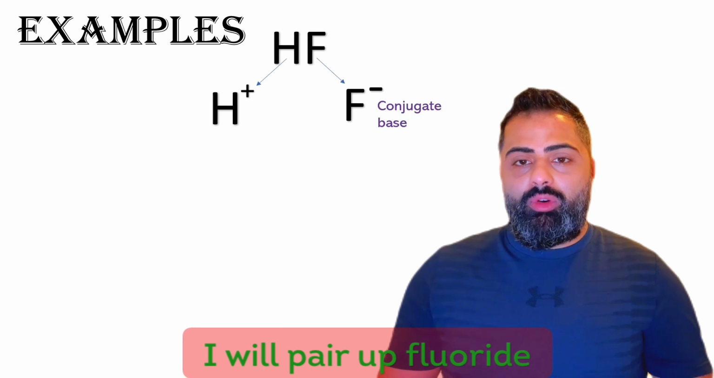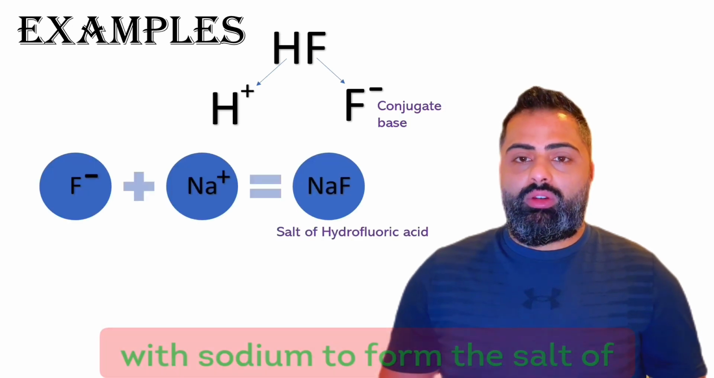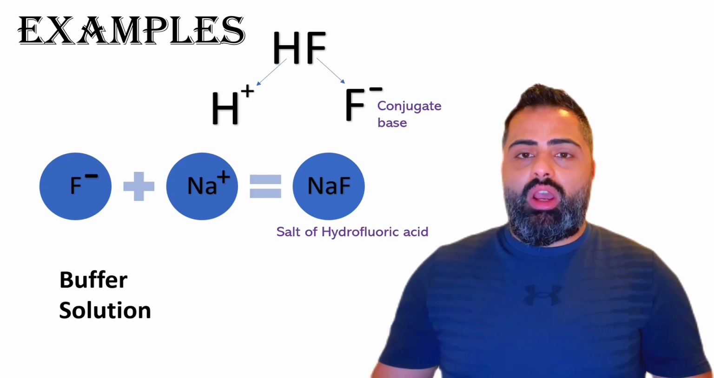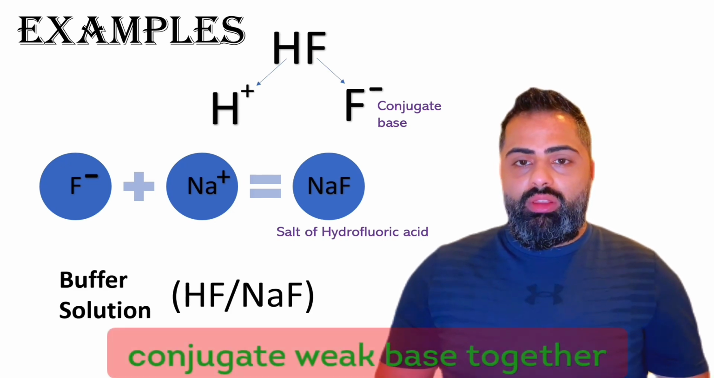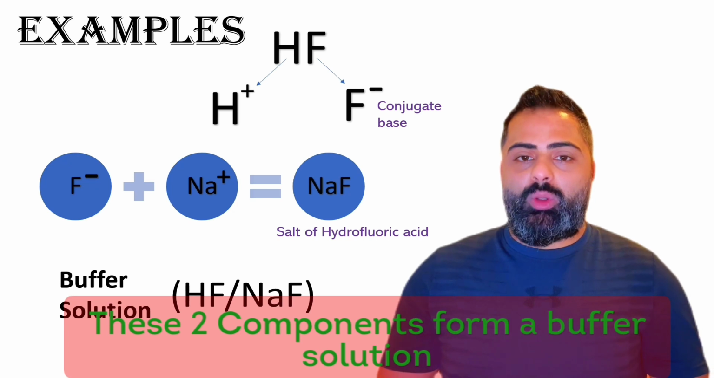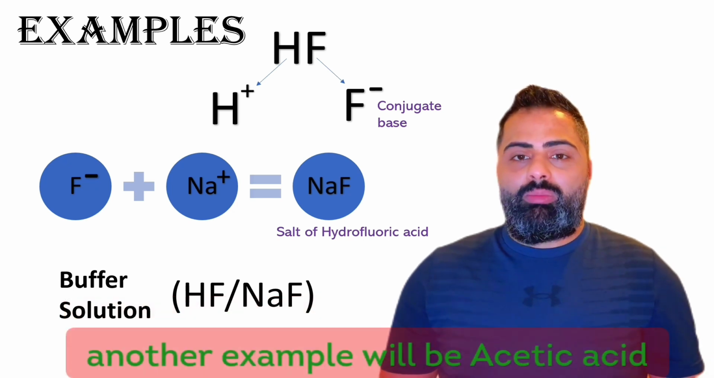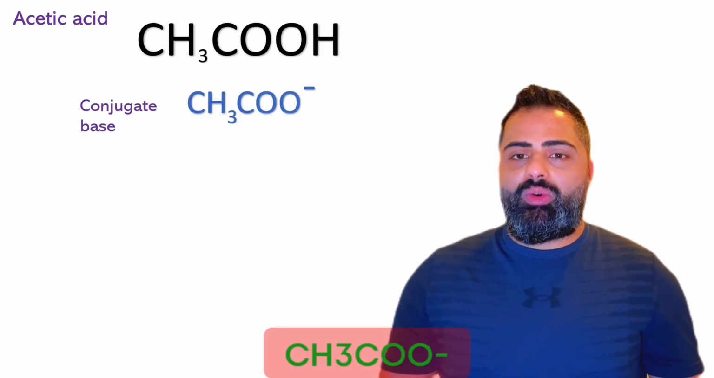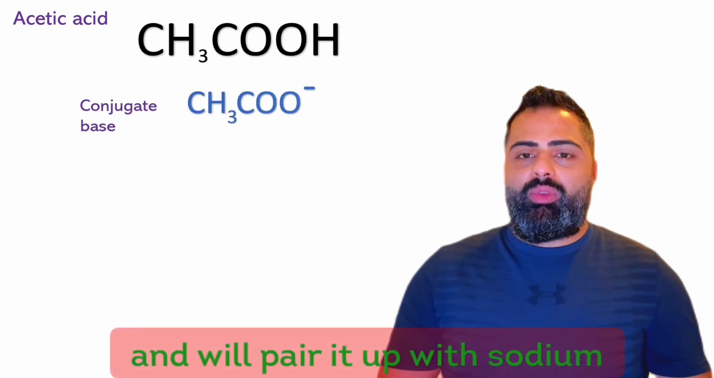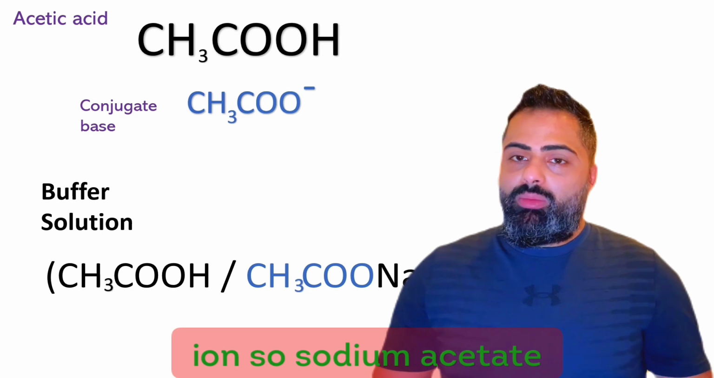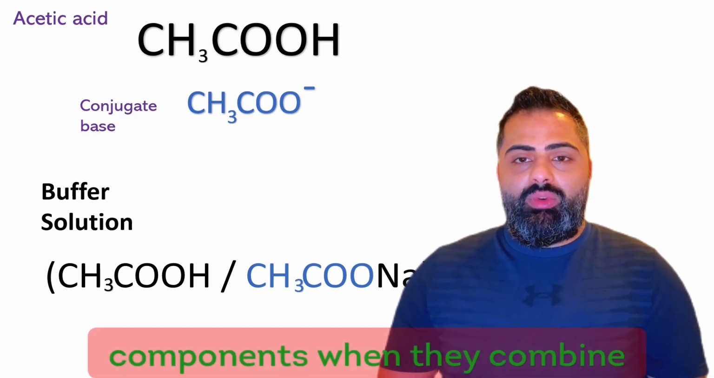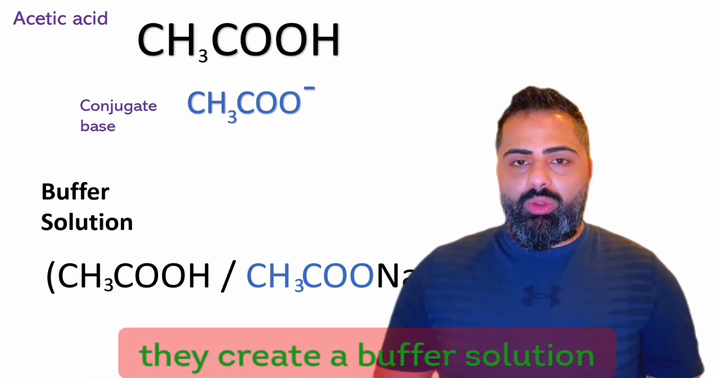I will pair up fluoride with sodium to form the salt of hydrofluoric acid. So here we have the weak acid and the conjugate weak base together. These two components form a buffer solution. Another example will be acetic acid, a weak acid, and its conjugate base CH3COO-, and we'll pair it up with sodium ion. So sodium acetate will be the weak base. These two components, when they combine, create a buffer solution.